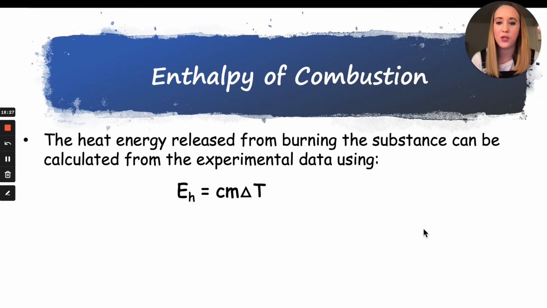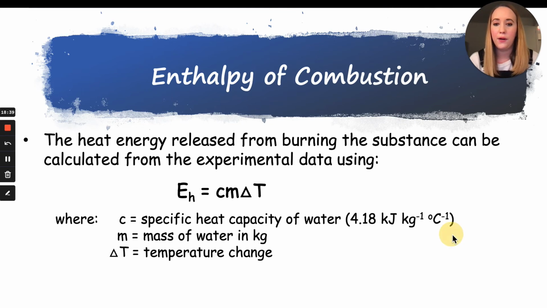Okay, so the equation I'm talking about is E_h equals c m delta T. That equation is in your data book on the first page with all your formulas. Remember the different parts of the equation. So everything in the equation is to do with water. It's nothing to do with the fuel that we're burning. That's going to come into our calculation later. So all the values we put in are to do with the data of the water.